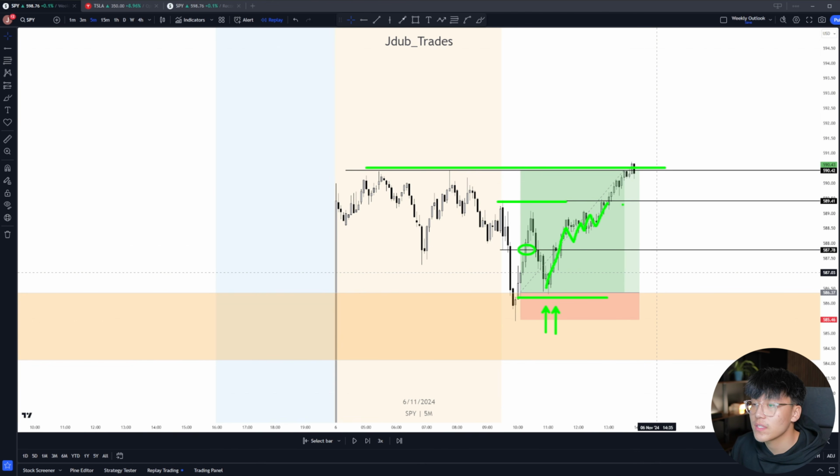So this is a perfect example of understanding liquidity on the higher time frames and using that liquidity area as a retest for that continued push back towards the upside. So now let's go on to the second example that I have for us.